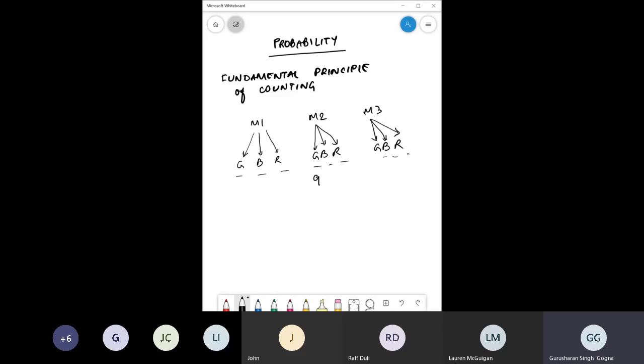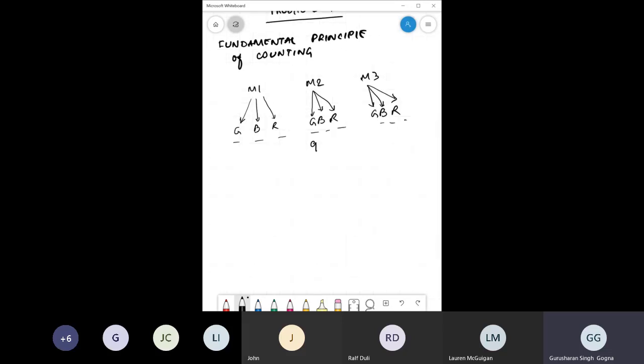9, isn't it? However, according to fundamental principle of counting, you don't need to do this, although this is a logical step. Without doing this, you can directly say you have 9 options by multiplying 3 with 3. 3 means 3 models available and 3 colors. So 3 by 3 will give you 9. So you can directly tell how many possible outcomes or possible ways are there to select a car.